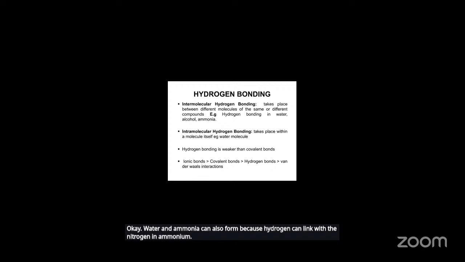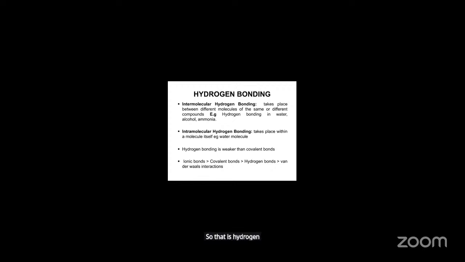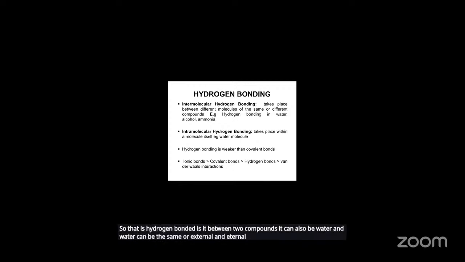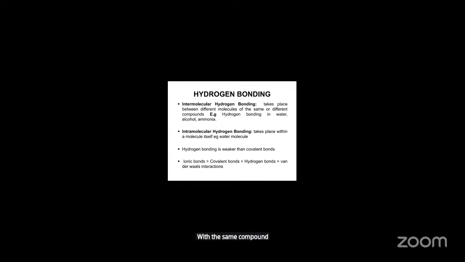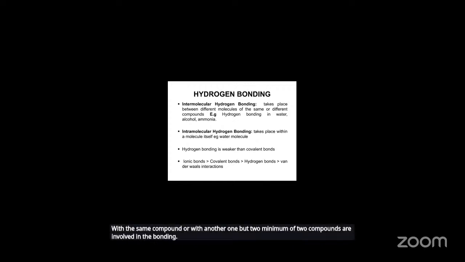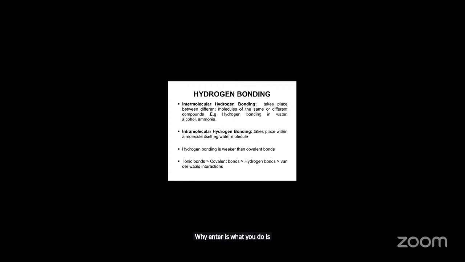So that is hydrogen bonding between 2 compounds. It can also be water and water, the same compound, or ethanol and ethanol. 2 molecules of water can form, 3 molecules of water can form. The same thing with others. So it can be with the same compound or with another one. But a minimum of 2 compounds are involved in the bonding. Intra is the one that happens within the compound itself.